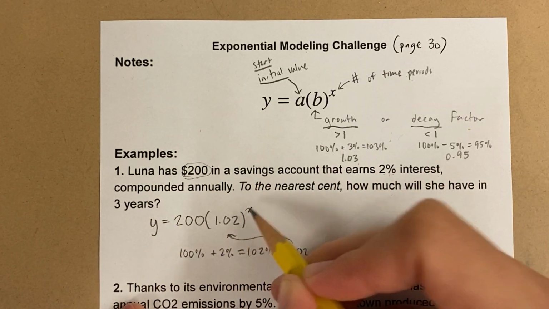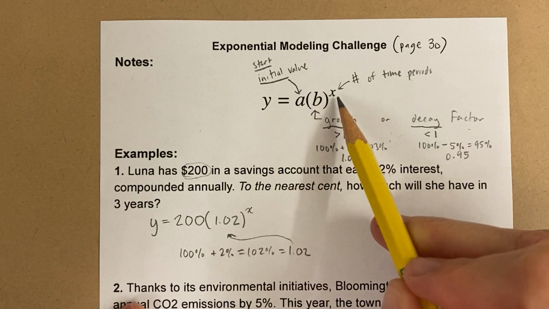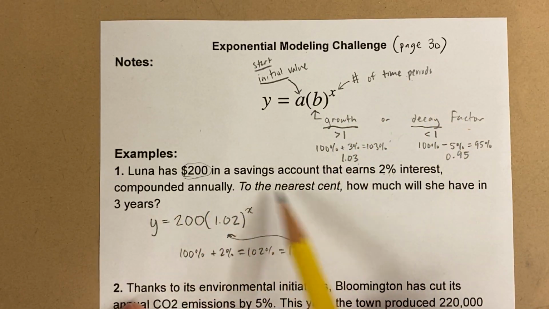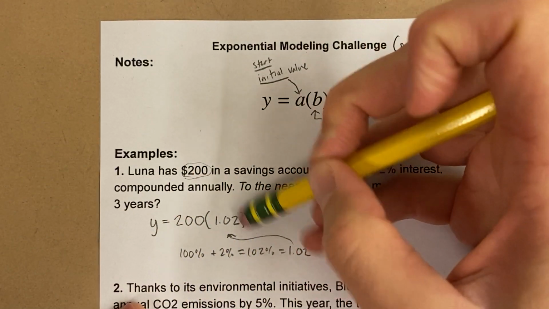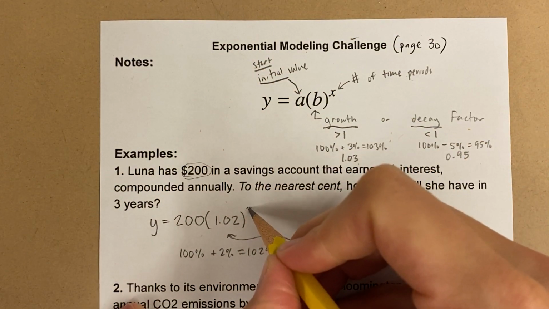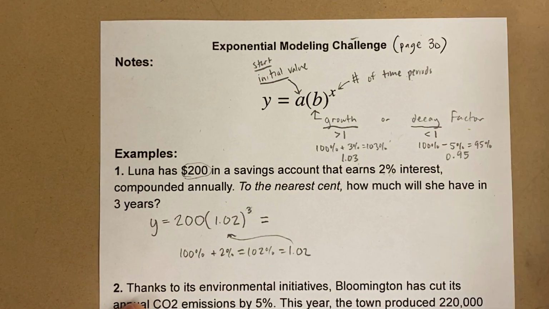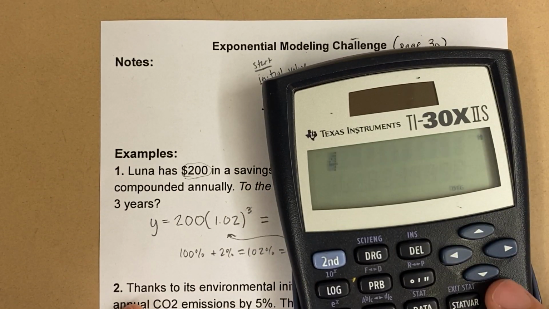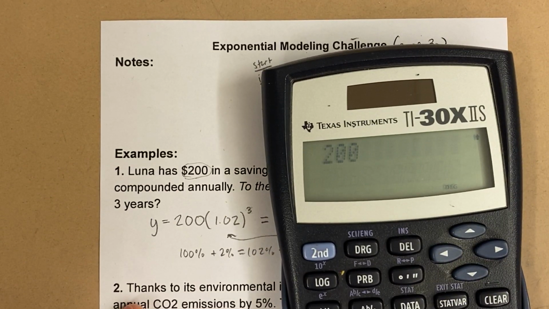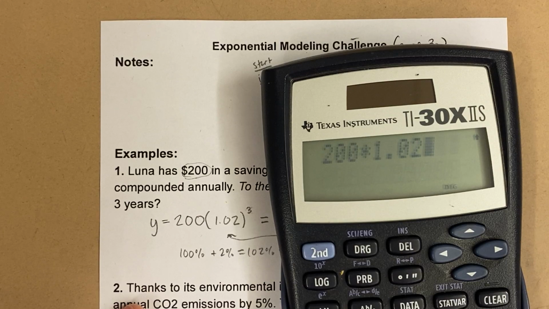Now, we put x here, but here's the thing. This x is the number of time periods. So it says, to the nearest cent, how much will she have in 3 years? So I'm going to erase the x and put the 3 here. This is just what goes in my calculator. I'm literally just going to type exactly this in my calculator: 200 times 1.02 to the power of 3.